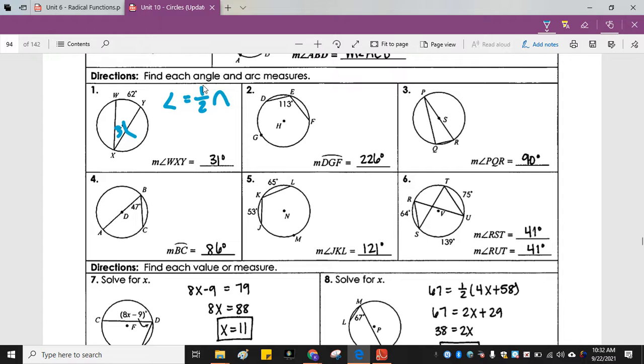Or I can change this around. 2 times my angle equals my arc. So here I'm given the angle. So 2 times my angle will equal my arc, which is what I was trying to find here. Here I was given, I don't know what I'm given here. I'm given that this whole thing's 180.